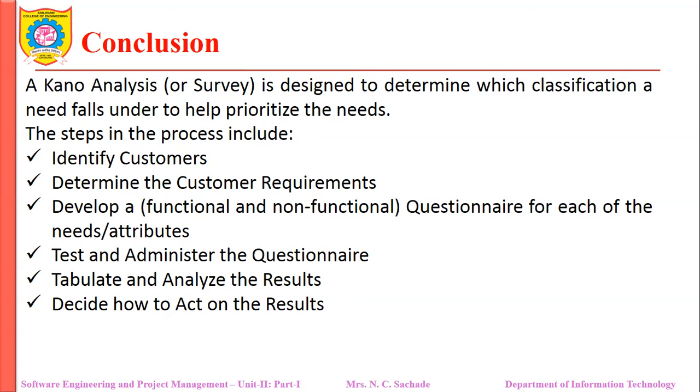So following these steps, we are going to build the set of requirements which are categorized into five categories. The first one, performance; the second one, basic; the third one, excitement; the fourth one, indifferent; and the fifth one, reverse. So once we categorize it, we would understand in our first increment which requirements we are going to add.